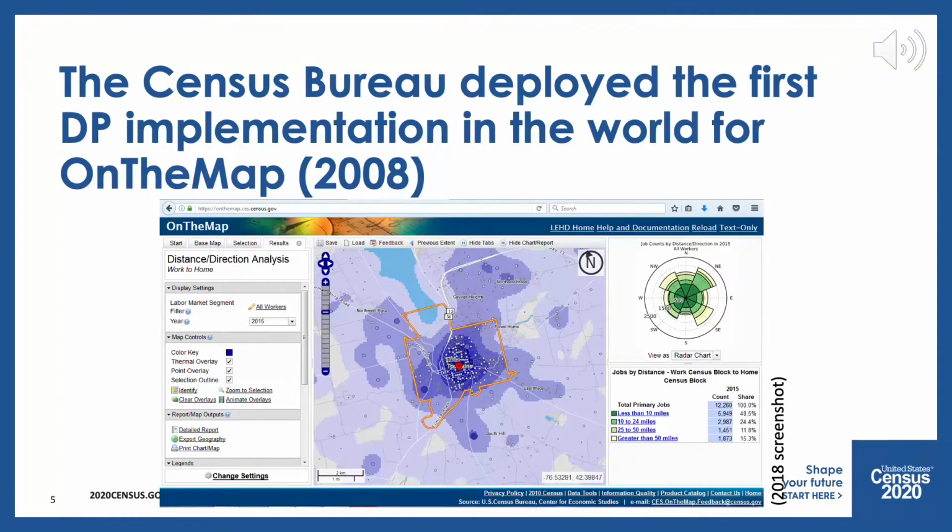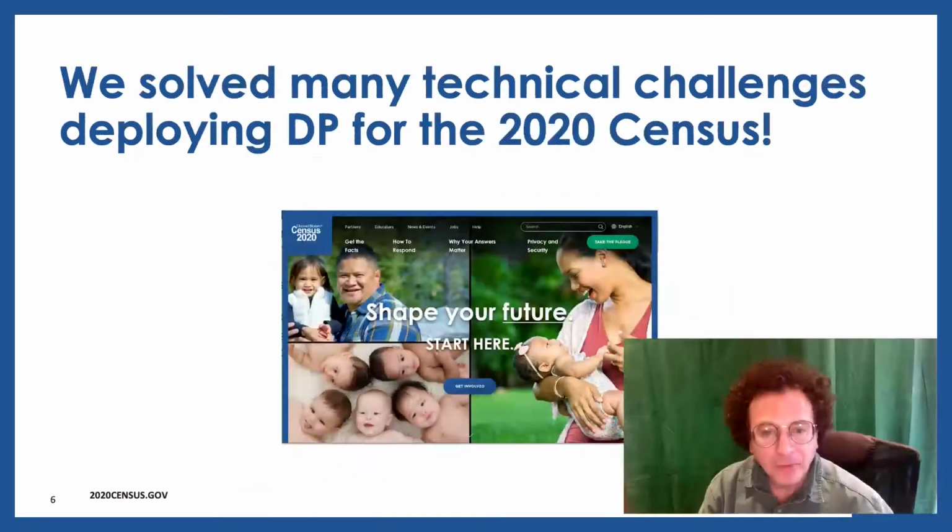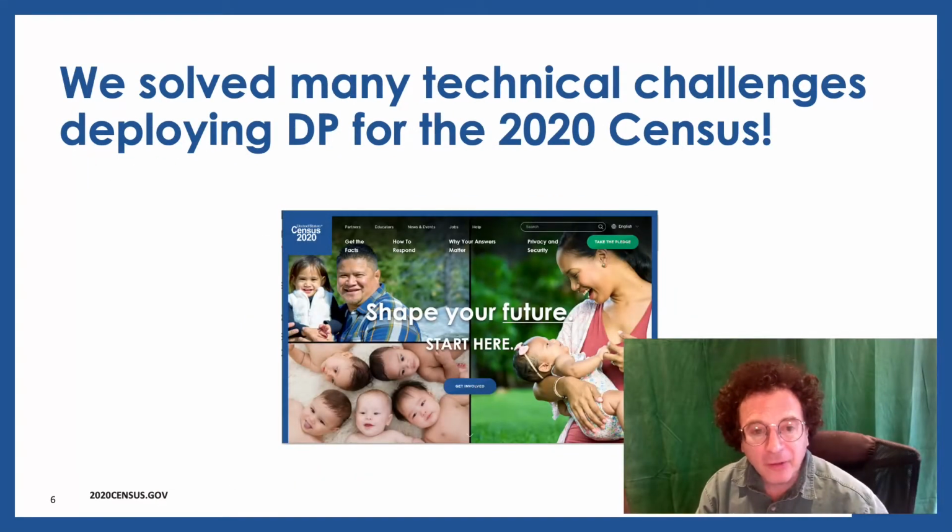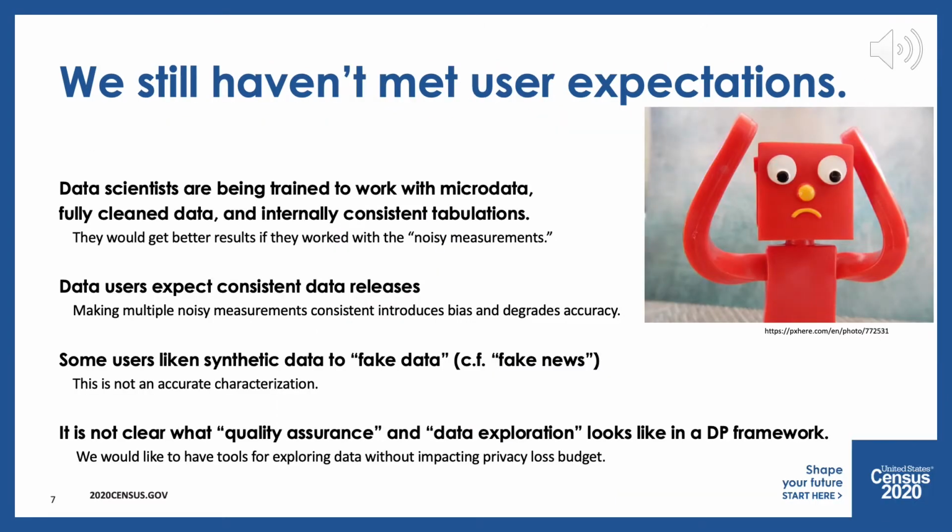Now, with that said, the Census Bureau deployed the first implementation of differential privacy in the world just 2 years after DP was invented. This is because we were able to adopt a system that we already had under development that used noise infusion to the new mathematics of differential privacy. But there were a lot more technical problems that we had to solve for the 2020 census than we had to solve for OnTheMap.